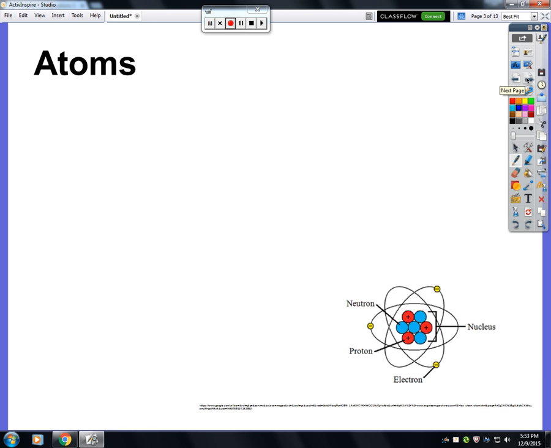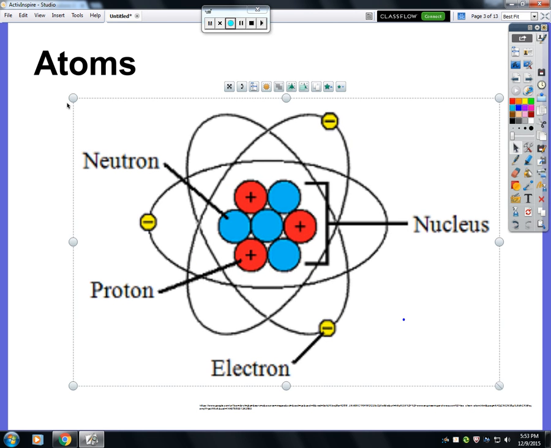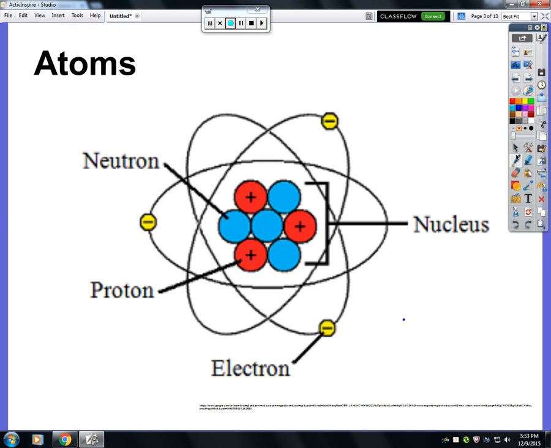Now talking about atoms. If you look here, here's an example of an atom, right? There's protons, there's electrons, there's neutrons, and there's a nucleus. The nucleus is in the center of an atom. It contains the protons and the neutrons, and the protons are charged positive, and the neutrons have no charge whatsoever.